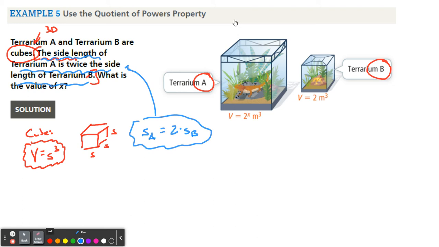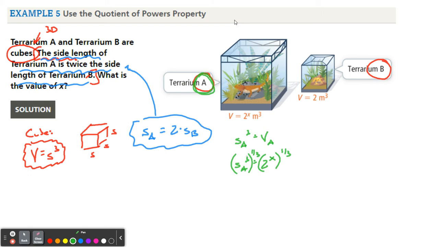All right. So let's do terrarium A in green. If I take the side length of A and cube it, I'll get the volume of A. Well, I don't know what the side length of A is, but I do know that the volume of A is 2 to the x. And if I want to solve this for the side length of A, just like I raised it to the 1/2 power in the last problem, to get rid of this 3, I'll raise it to the 1/3 power.